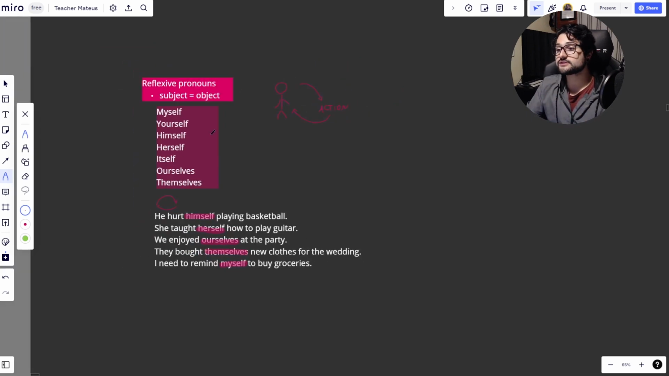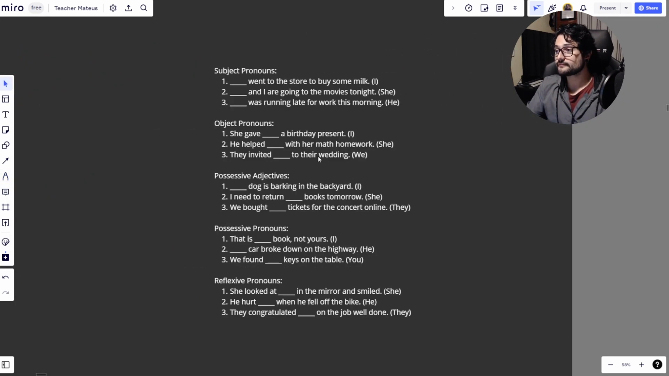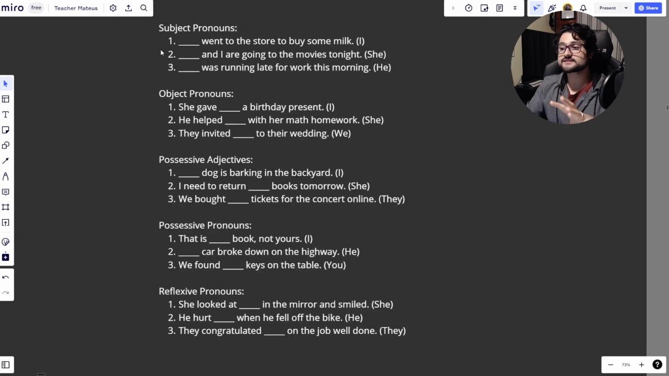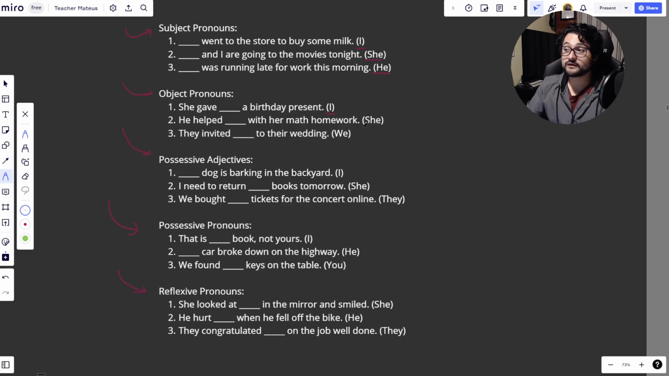To wrap up, let's do an exercise together. There it is, guys. So here I have organized this exercise in the following manner. You have the subject pronouns here, the object pronouns, the possessive adjectives, possessive pronouns, the reflexive pronouns. And then at the end, you have the pronoun between parentheses. And then I would like you to pause this video and complete the gap, this space, with the respective pronoun. Go there, pause the video, and complete it.